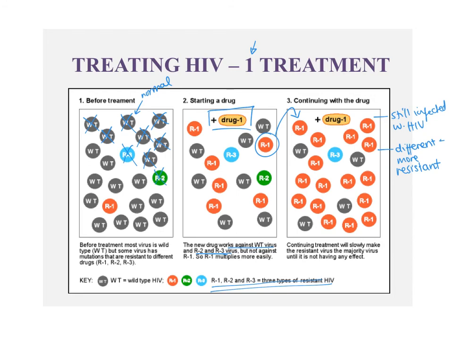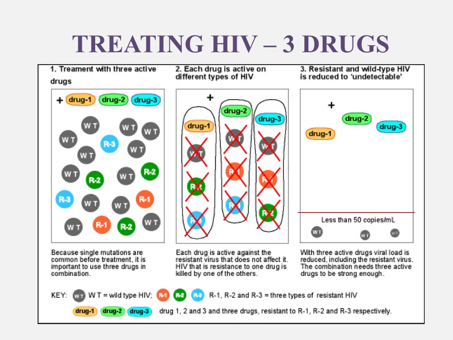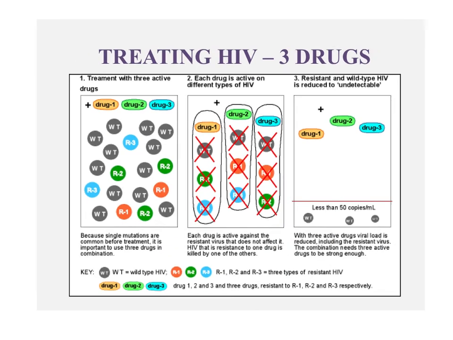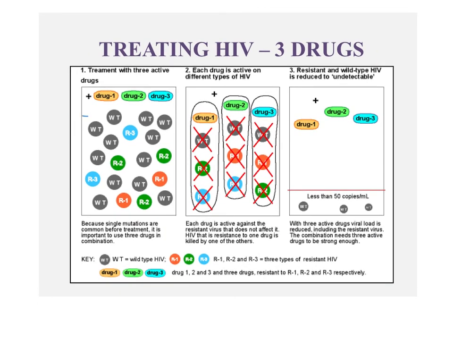So if we give an individual 3 treatments, which we'll see on the next slide, it's slightly better in terms of long-term treatment options. So here I've got my HIV blood sample. I'm HIV positive. I've got the wild type virus. I've got R1, R2 and R3, which are all different mutations of that HIV virus.